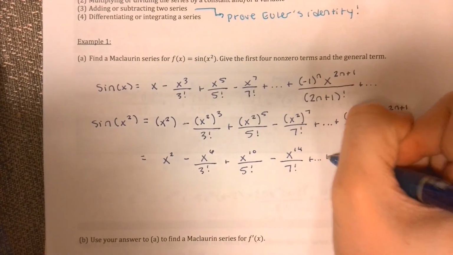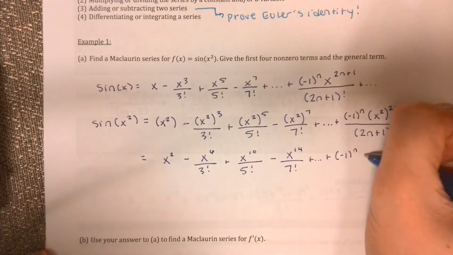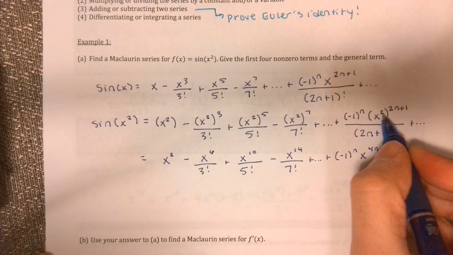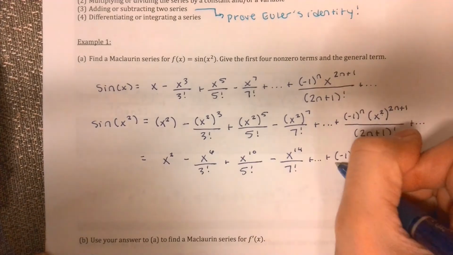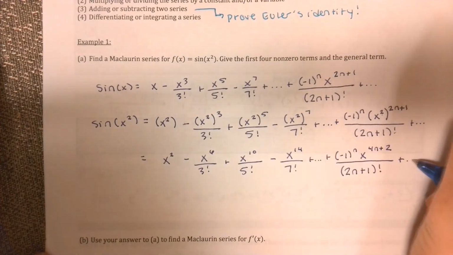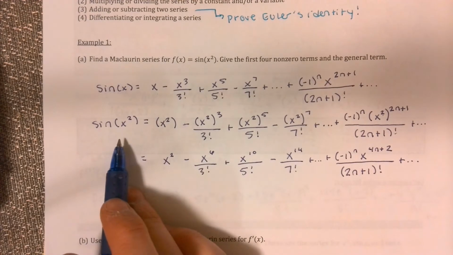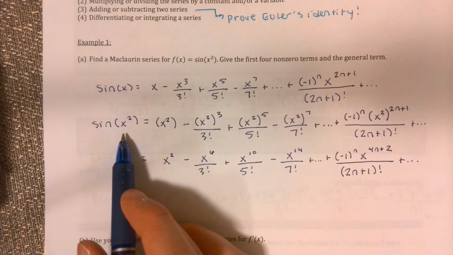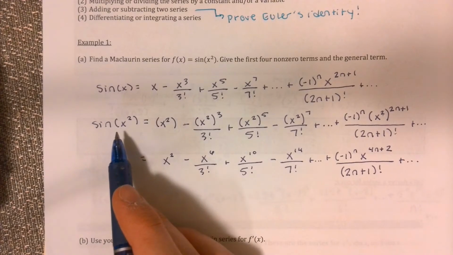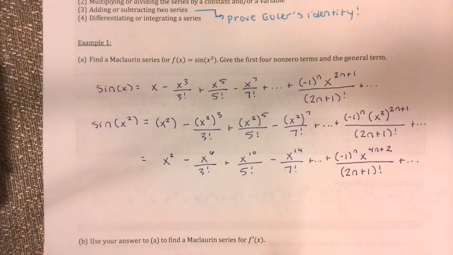The general term, okay, would be x to the 4n plus 2, because you have to distribute this exponent to the 2n and to the 1, over 2n plus 1 factorial. Okay, so a totally new function that if we really didn't know anything about, we might struggle to find the series for, especially since taking the derivative would be exhausting. Okay, but if I can use something I already know, I can just do composition. And then I can build off of that.